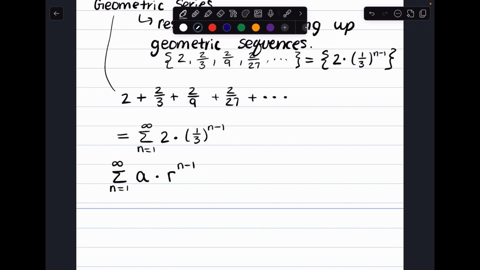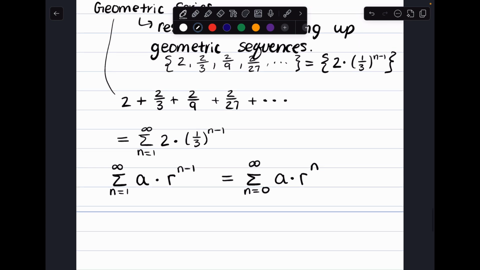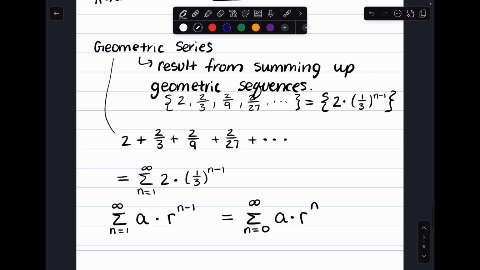And if you recall, we had these index shifts where instead of starting at n equals 1, maybe we started at n equals 0. And so we can rewrite this where we'll have a times r to the n instead of the n minus 1. So both of these are equivalent. We're just shifting the index a little. And so we can actually find the sum of these geometric series, and we can actually determine the formula for the sum for any geometric series.